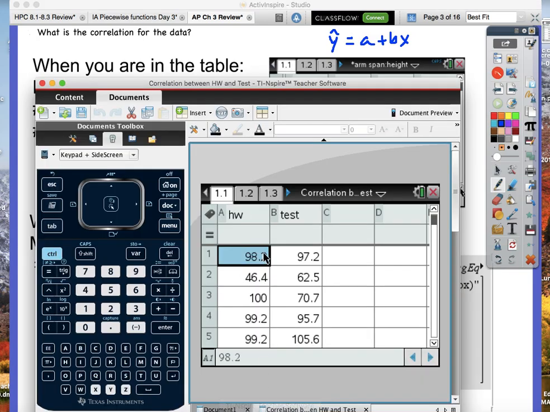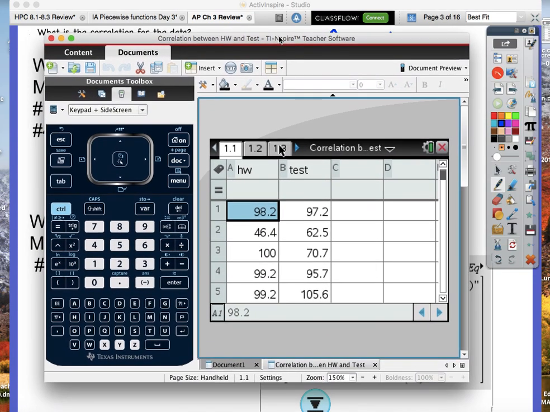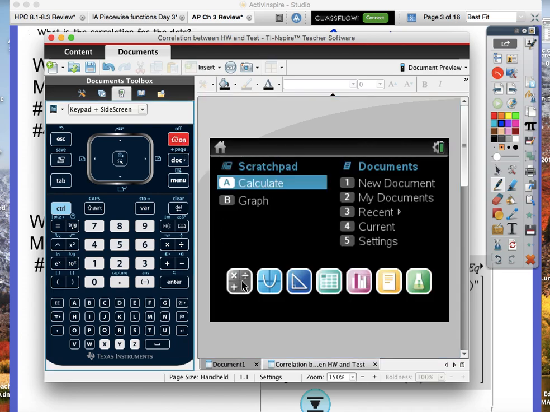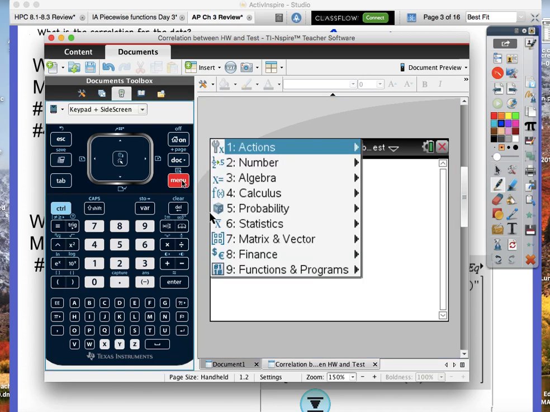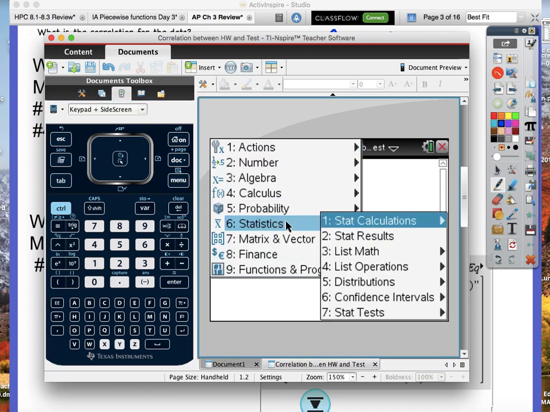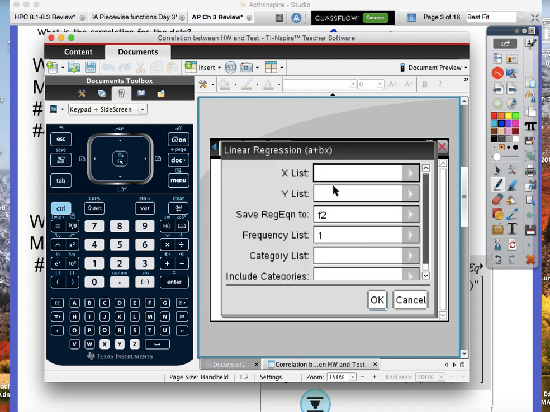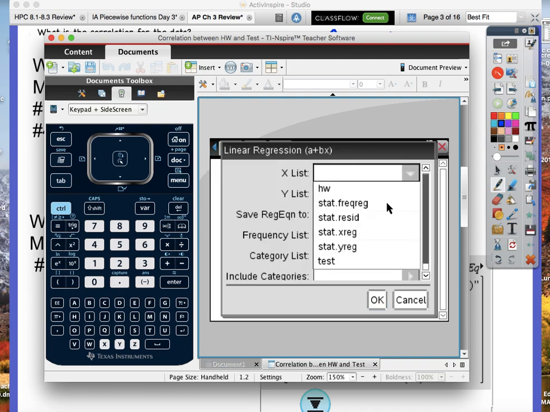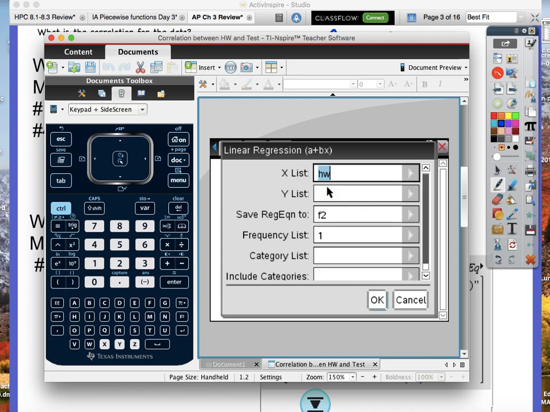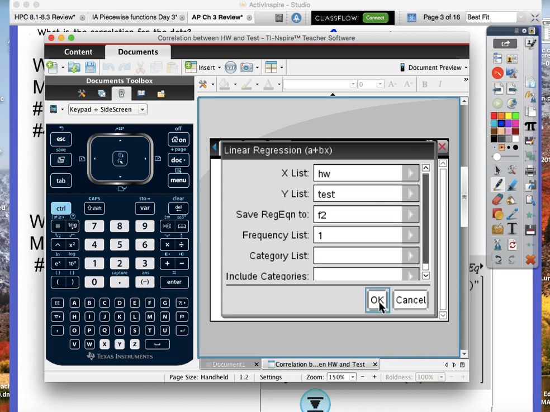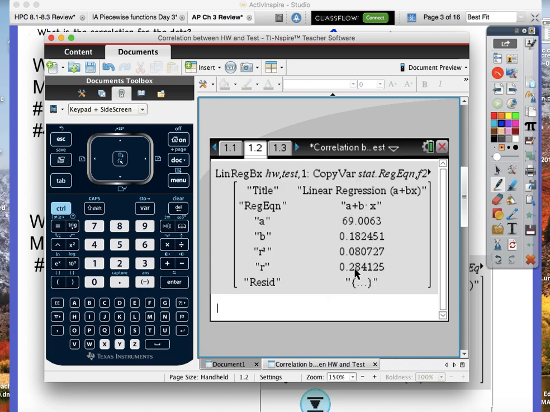Let me show you, this is different data, but it'll work. So if I type my data in, I could go to my blank page, I could do menu 614, the a plus bx. I have to say what my x list is, which was homework, and my y list would be test, and I hit OK. There it is, all my information.